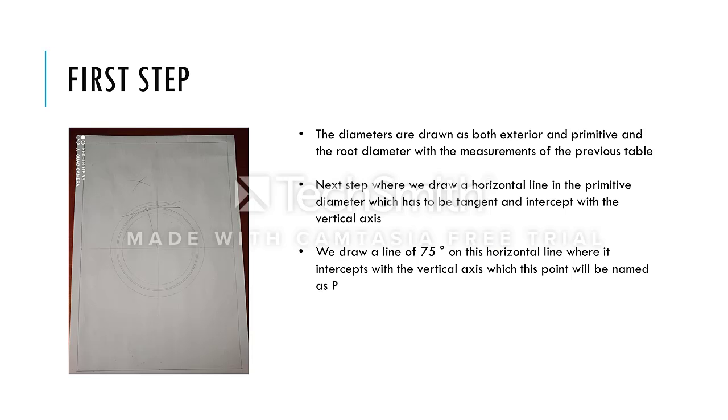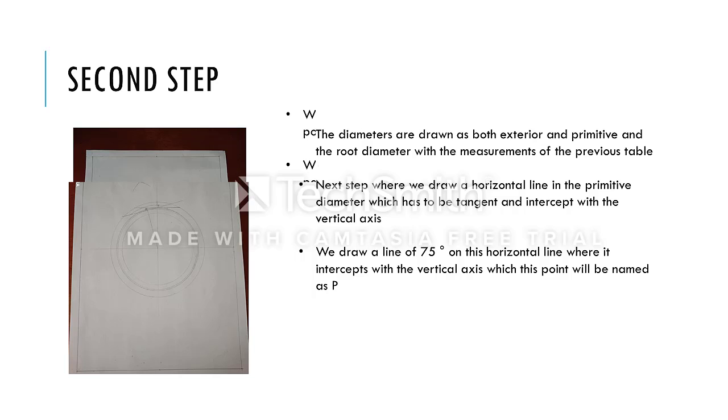The diameters are drawn, both exterior and pitch diameter, with the measurements of the previous step. Next step, we draw a horizontal line on the pitch diameter which has to intersect with the vertical axis. We draw a line of 17.5 degrees on this horizontal line where it intersects with the vertical axis, and this point will be named P.